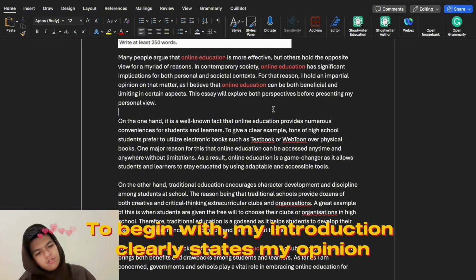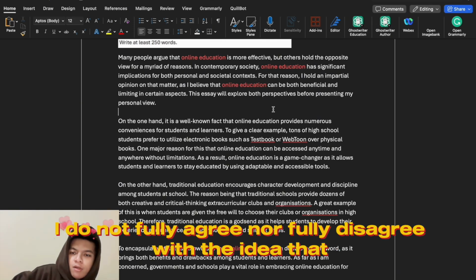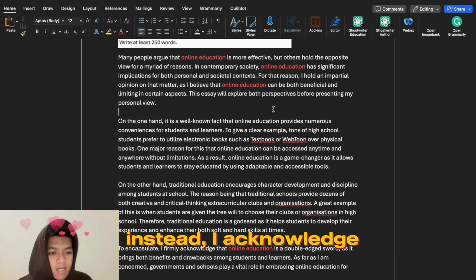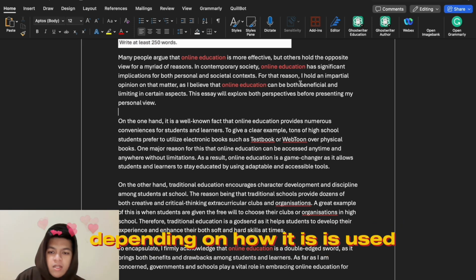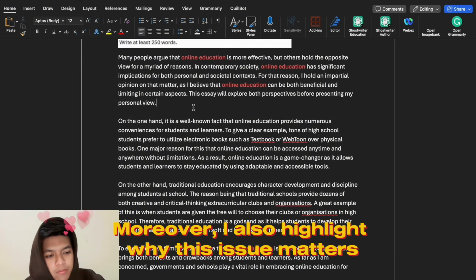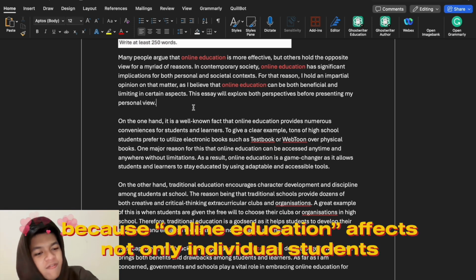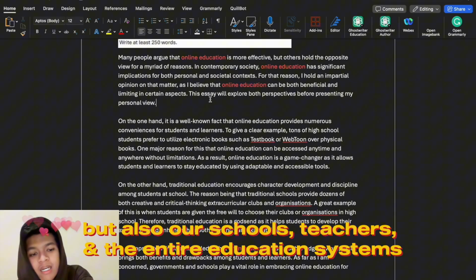To begin with, my introduction clearly states my opinion. I take a neutral stance regarding online education. I do not fully agree nor fully disagree with the idea that online education is more effective. Instead, I acknowledge that online education can be both beneficial and limiting depending on how it is used. Moreover, I also highlight why this issue matters in today's society, because online education affects not only individual students but also schools, teachers, and the entire education system.